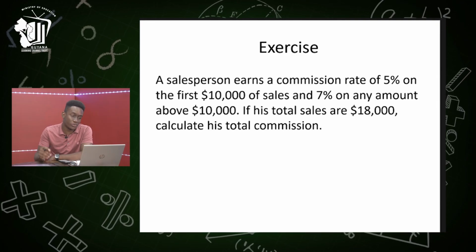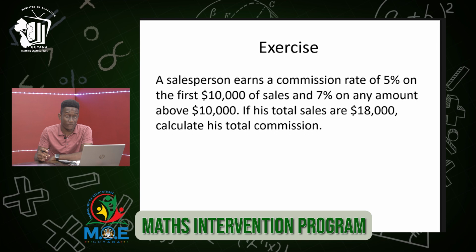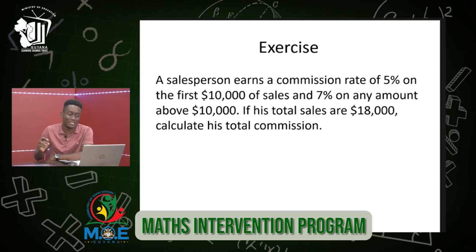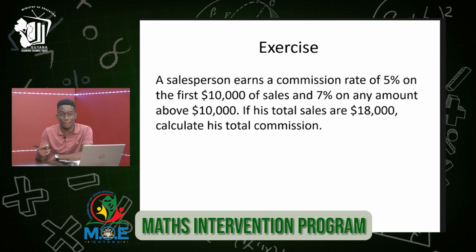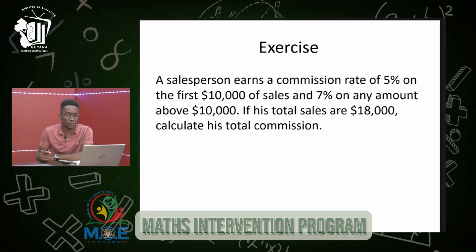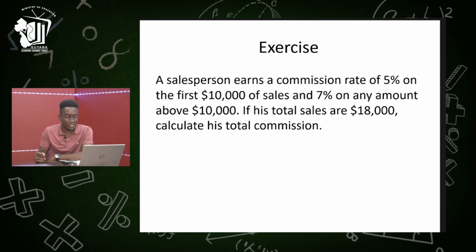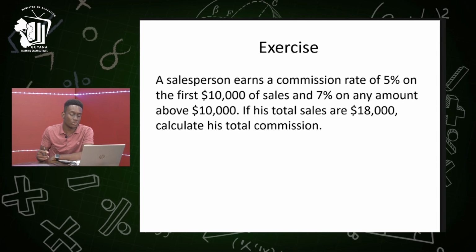So let's look at the last question on the commission. This question is similar to the one that we previously did, so you can probably take a pause and then work it out, and then check your answer with my answer. So this question says, a salesperson earns a commission rate of 5% on the first 10,000 of sales and 7% on any amount above 10,000. If his total sales are $18,000, calculate his total commission.